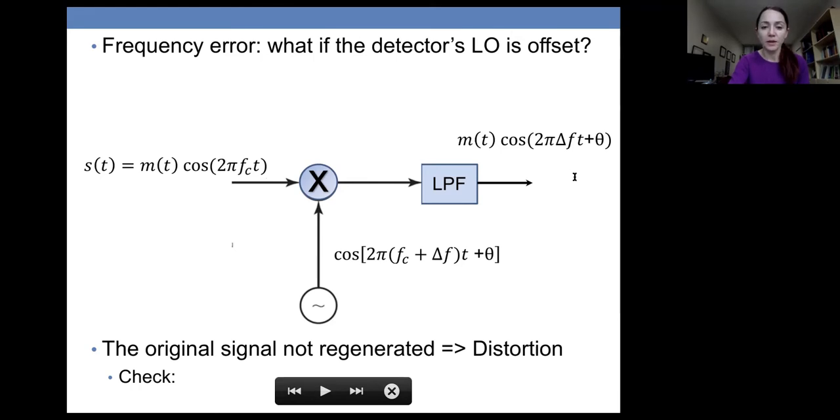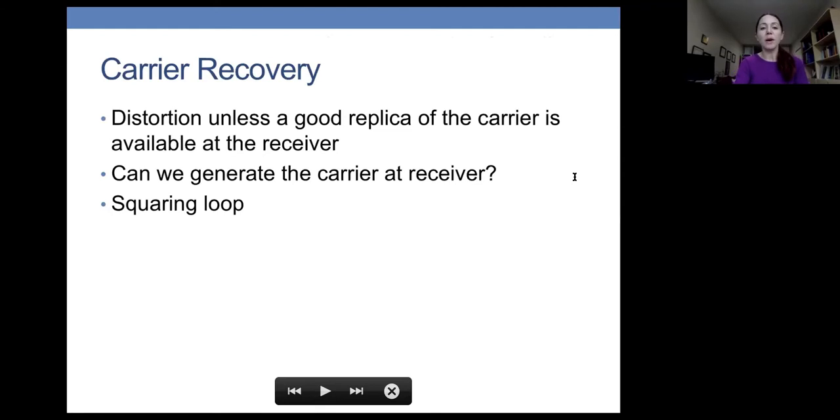Okay, so how about carrier recovery? As we said, this frequency offset will cause a distortion. This is a problem not only in analog communication, but also in digital communication. So we should try to get a good replica of the carrier at the receiver. How can we do this?